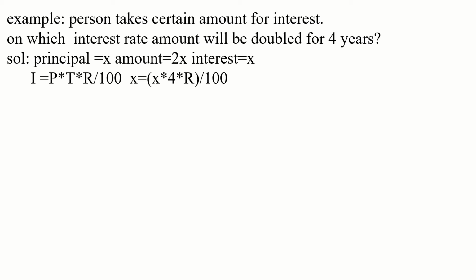Looking at this, x and x will cancel. So 4R by 100 is equal to 1. So the rate is equal to 25%. This is very simple.